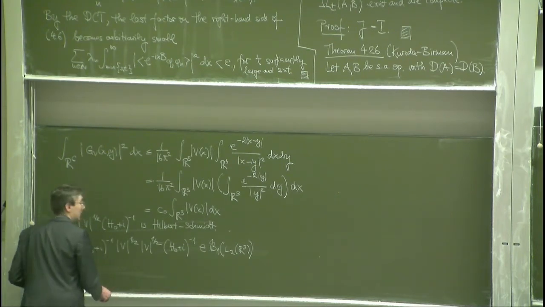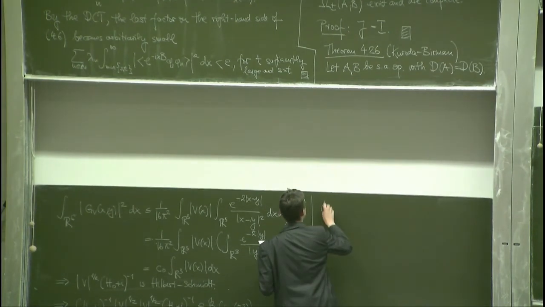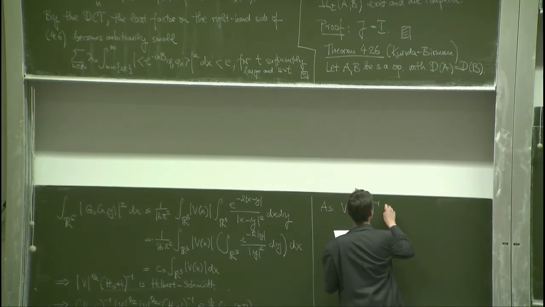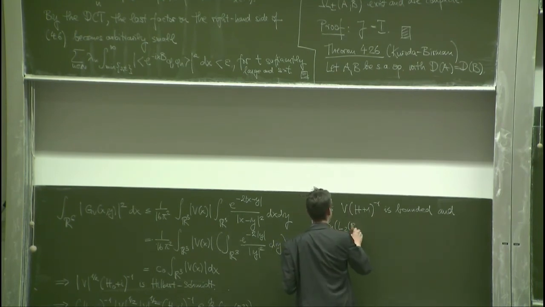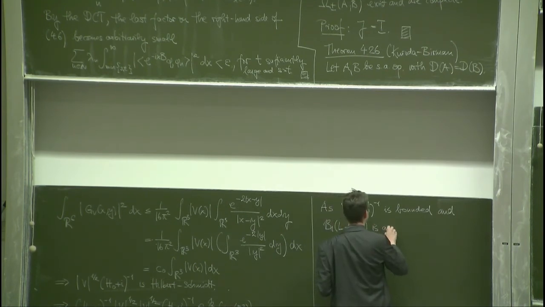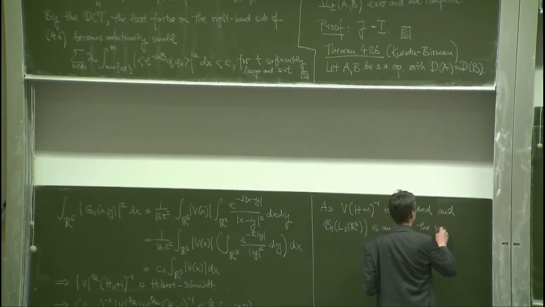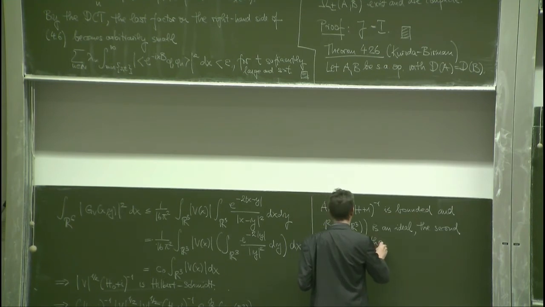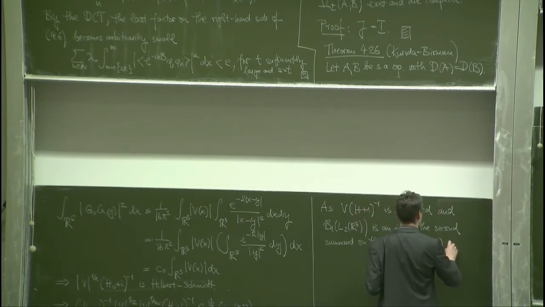What do we also know? Let's look back to the formula where we started. As V (H + I)^(-1) is bounded, this is a bounded operator, and as B1 of L2 of R3 is an ideal, the second summand on the right-hand side of 4.7 is also trace class.